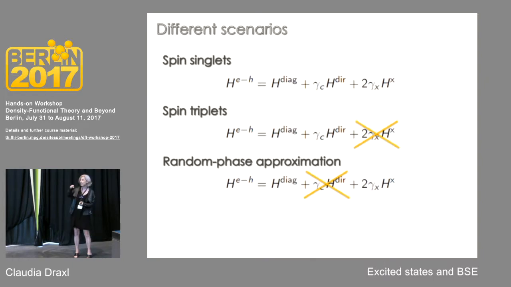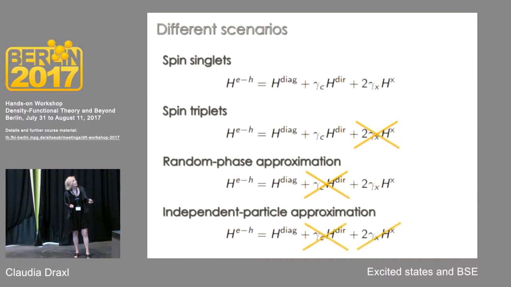So it's just the direct transition including local field effects. And if you now switch off also the local field effects, both of them, then you get to what we call the independent particle approximation. It's just really the transitions between the electron valence and the conduction band, and these transitions don't see each other. They don't have any connection to each other.